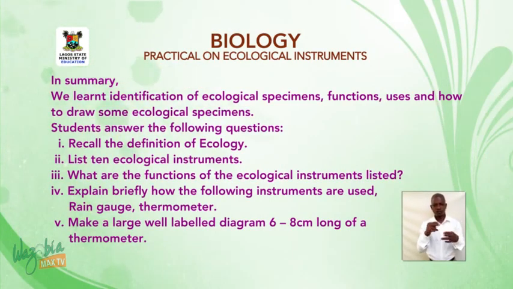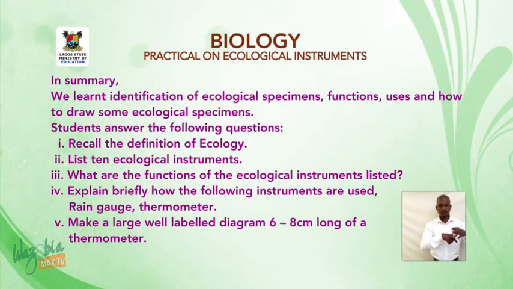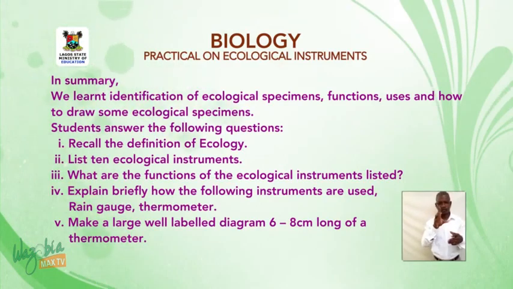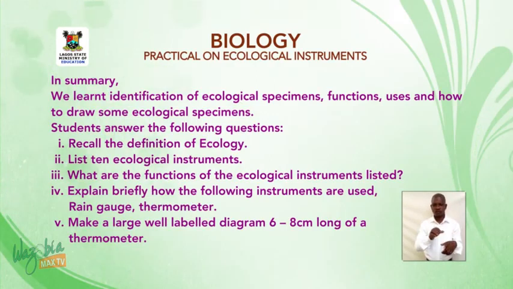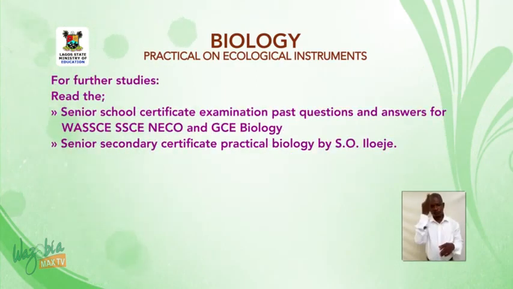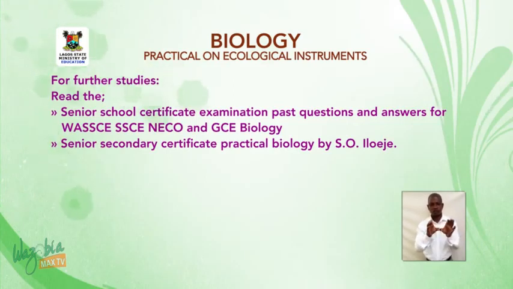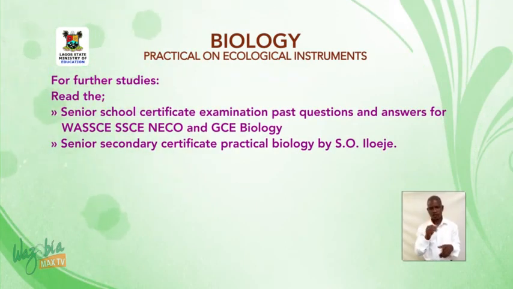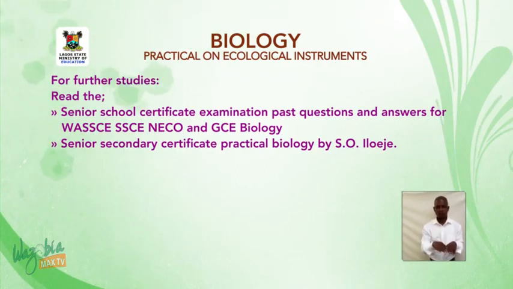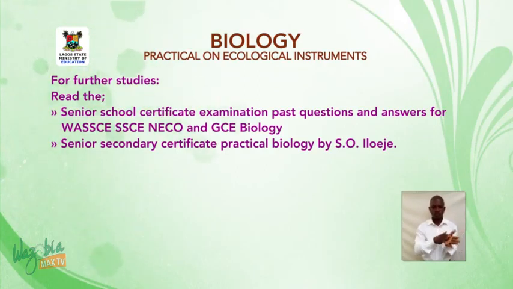Explain briefly how the following instruments are used: rain gauge, thermometer. Make a large, well-labeled diagram 6 to 8 centimeters long of a thermometer. For further studies, read the Senior School Certificate Examination past questions and answers for WAEC, SSCE, NECO, and GCE Biology. Senior Secondary Certificate Practical Biology by S.O.